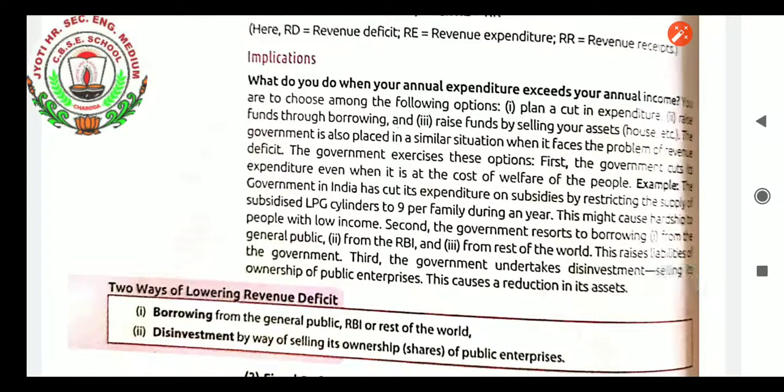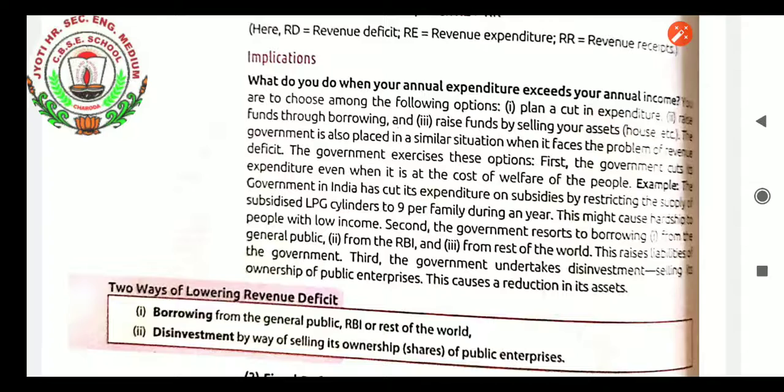The third option the government can take is disinvestment, selling its ownership of public enterprises, which causes a reduction in its assets. So these they can do. There are two ways of lowering revenue deficit. One is borrowing from the general public, RBI or rest of the world. Second, disinvestment by way of selling its ownership, the shares of public enterprises.